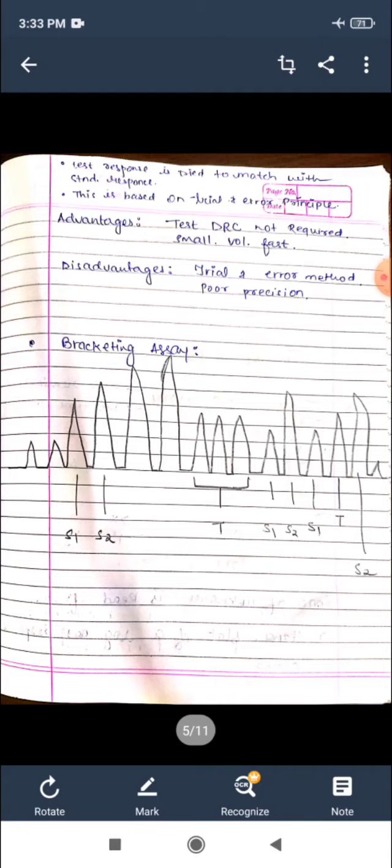So the test response is tried to match with the standard response. This is the property of the matching method. This is based on the trial and error principle. The advantages of the matching method or bracketing method: the test DRC is not required, a small dose is needed, and a small amount of the substance or agent is just enough for use. And the disadvantages: it is a trial and error method, with poor precision.